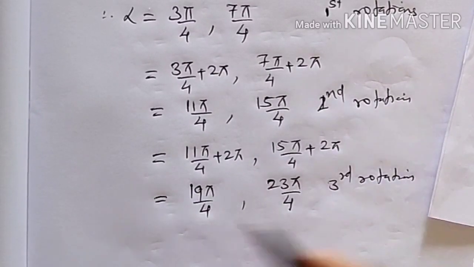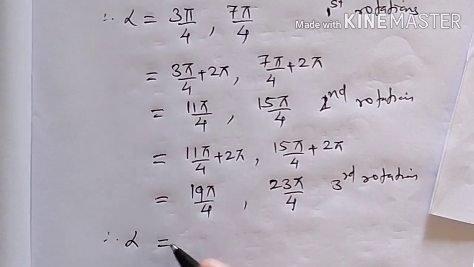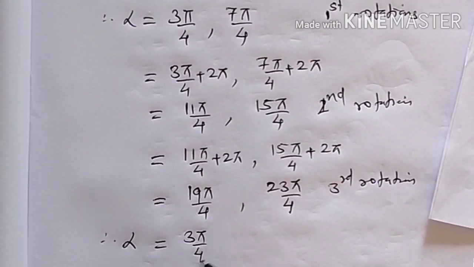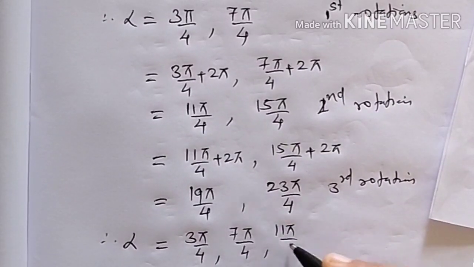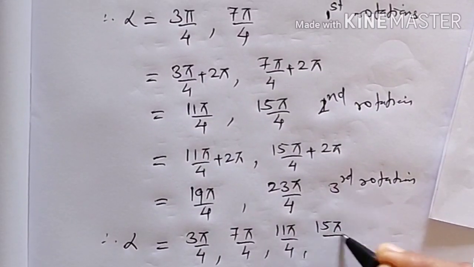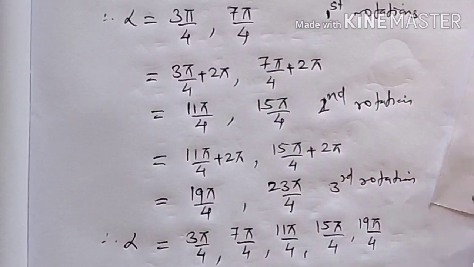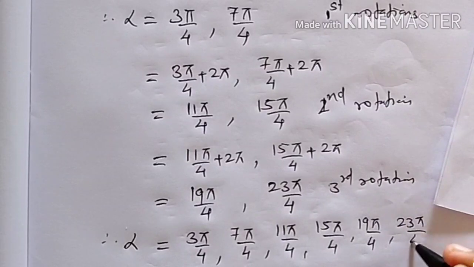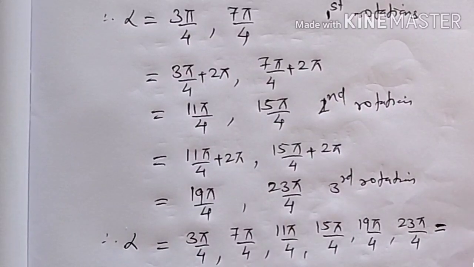So let's list all these values. Alpha can be 3 pi by 4, 7 pi by 4, 11 pi by 4, 15 pi by 4, then 19 pi by 4 and 23 pi by 4. All these are the possible values for alpha. But we want possible values for theta. So 3 theta is equal to all this.